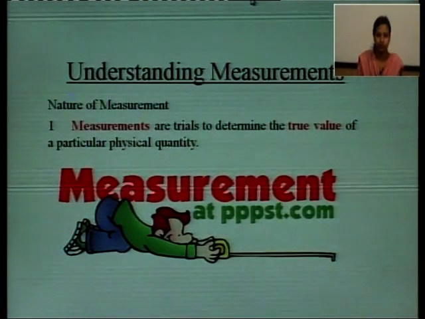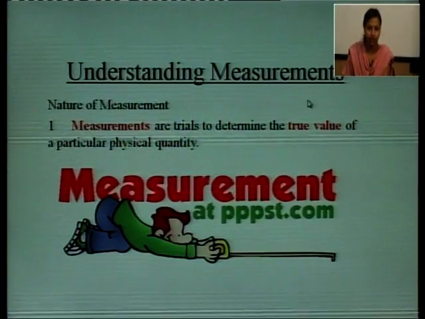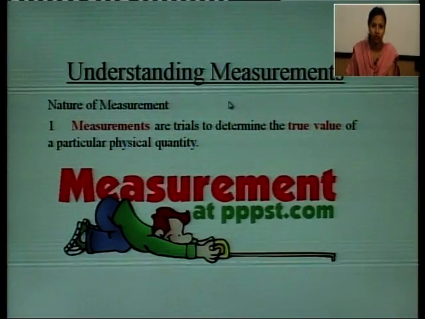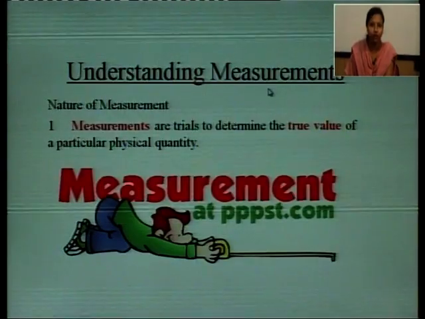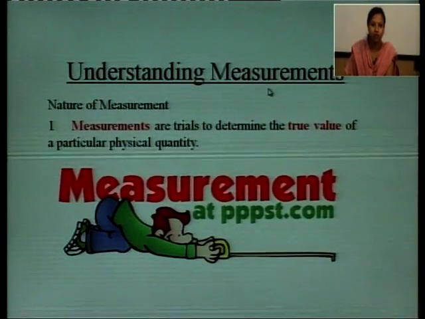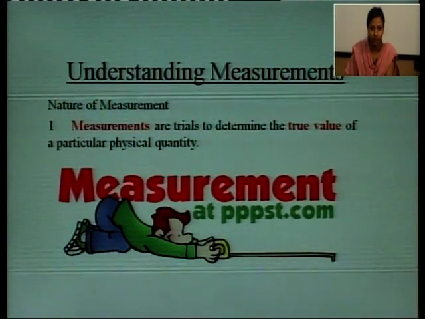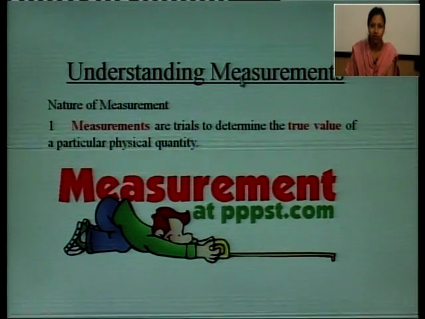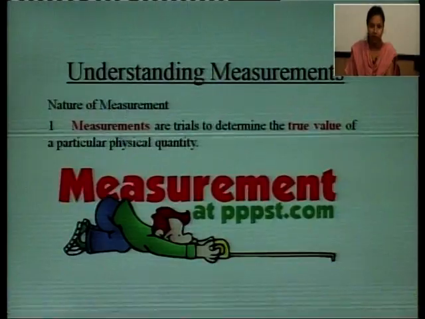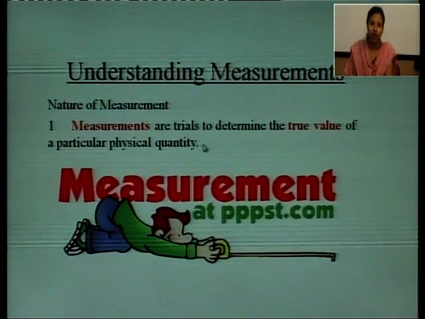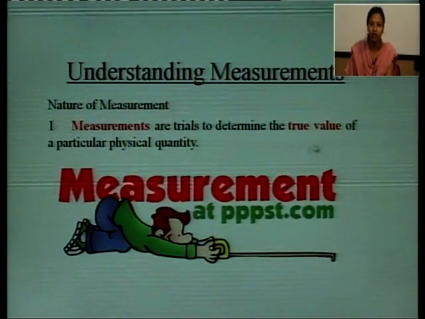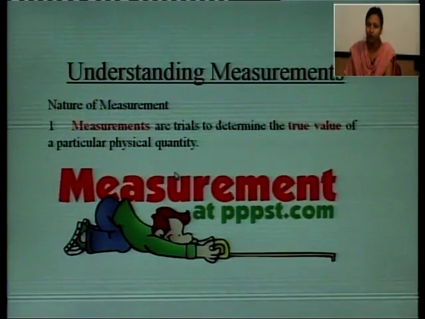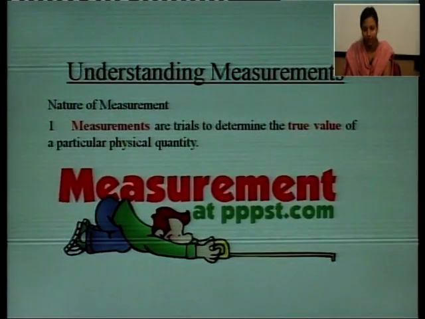So the first term is error, which relates to measurement. When we are doing any type of measurement, there is some error involved during the measurement. So first we need to understand what measurement is. First, the nature of measurement: measurements are a trial to determine the true value of a particular physical quantity.